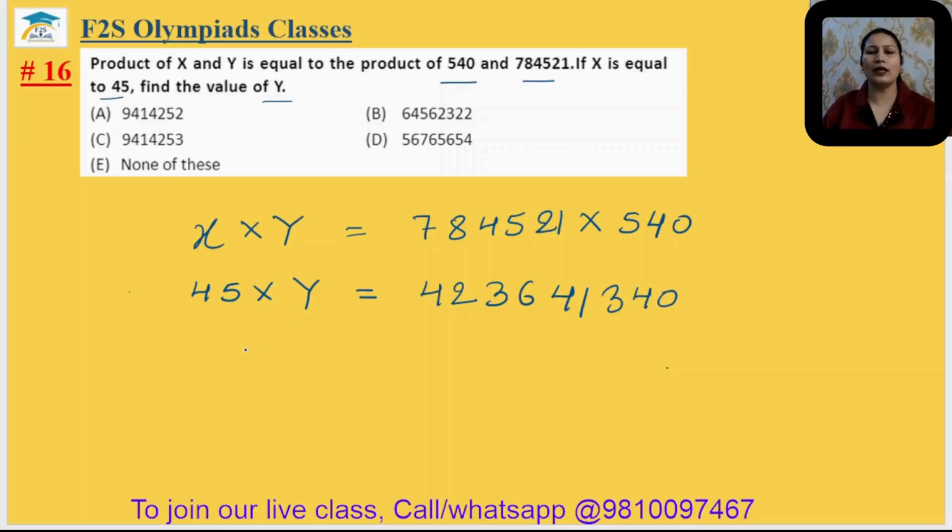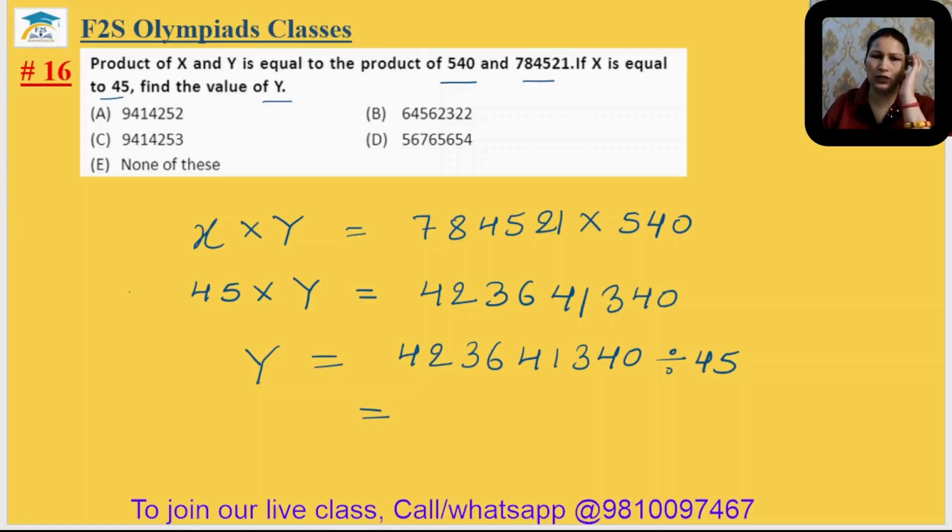Now how can we find y? To find y, we have to divide this with 45. So 423641340 divided by 45. If you divide this number by 45 in your notebook, you will get 94 lakh 14,252 crossed, that is 941452. That is in option A. The 16th answer is option A.